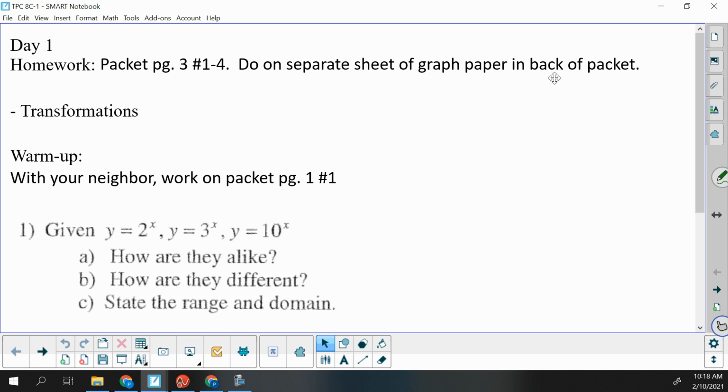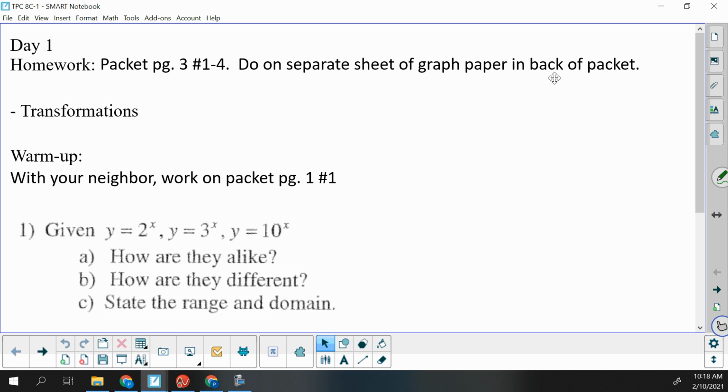All right, welcome to the first day of our new unit. We're in our unit 8C packets. Your homework for tonight is page 3, numbers 1 through 4. So on those, you are going to be graphing some exponential functions.